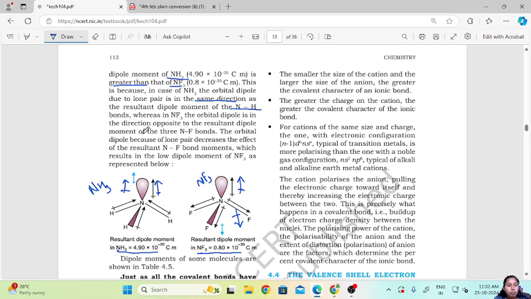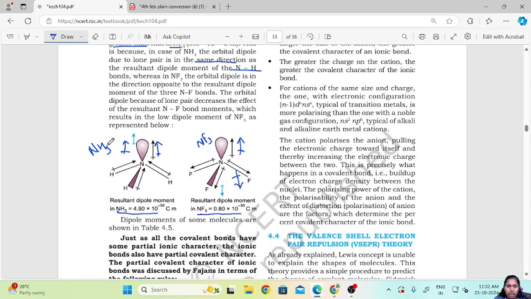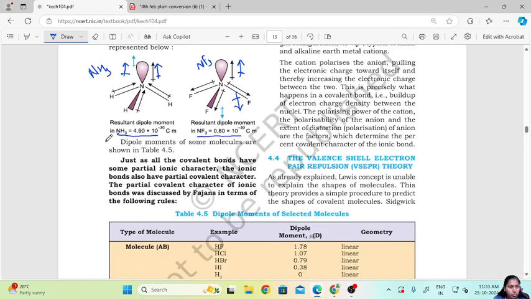Now the orbital dipole, because of the lone pair, decreases the effect of the resultant N-F bond moments, which results in a low dipole moment for NF3 as represented below. So both of them are in opposite directions, there is some kind of repulsive effect taking place, and due to this the lone pair decreases the effect of the resultant N-F bond moments.